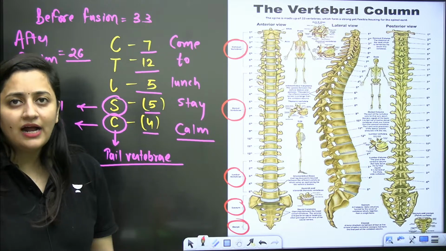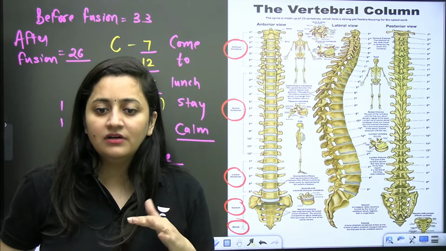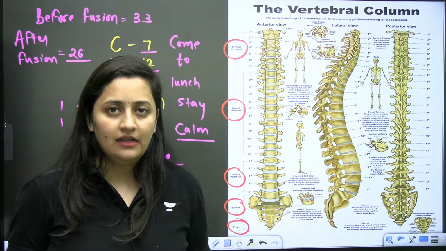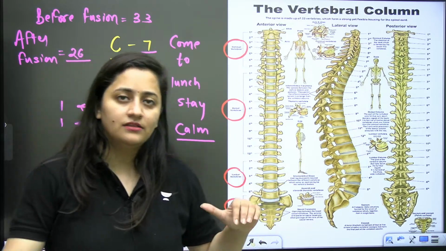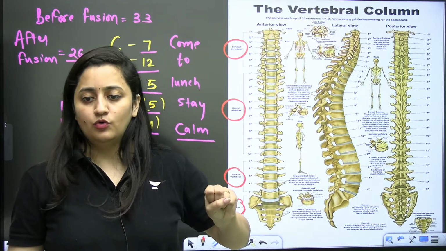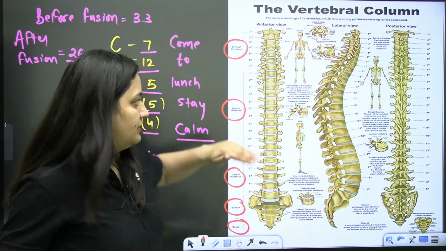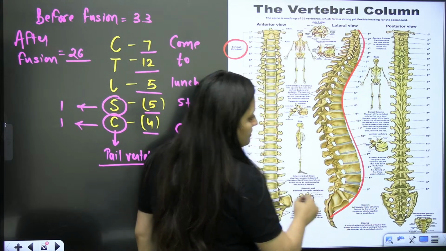So I hope you know that now we have bipedal locomotion. We move on our hind limbs, and we use forelimbs for different purposes. But initially, like the dogs, the cow, the buffalo, we also used to have quadrupedal locomotion. With evolution, our vertebral column became curved. If you see this, our vertebral column is not straight, it's curved like this.